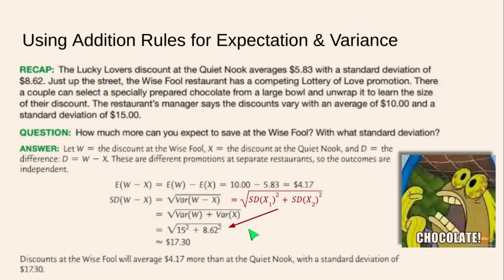So discounts of the Wise Fool average $4.17 more than the Quiet Nook with a standard deviation of $17.30. It's a lot of variation, but definitely some good savings here. Definitely would want to go to the Wise Fool as opposed to the Quiet Nook if I were you.